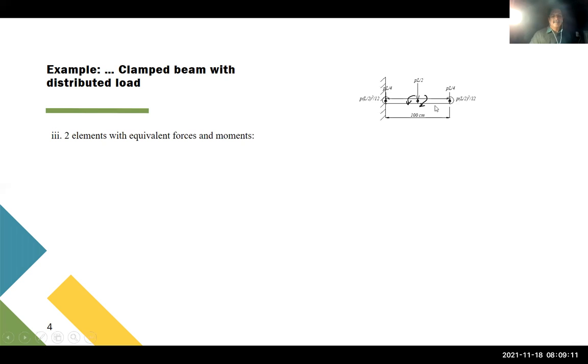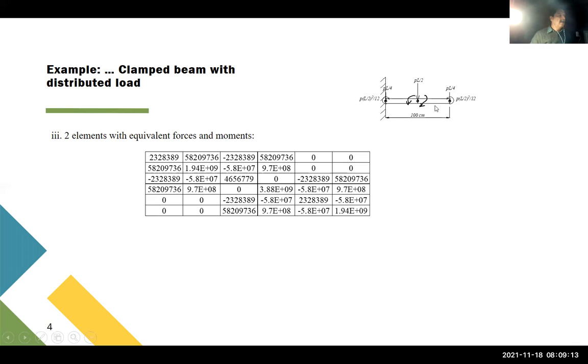So let's solve this problem. So this is the stiffness matrix. Now we have 3 joints, 2 degrees of freedom per joint. So we have 6 by 6 matrix.